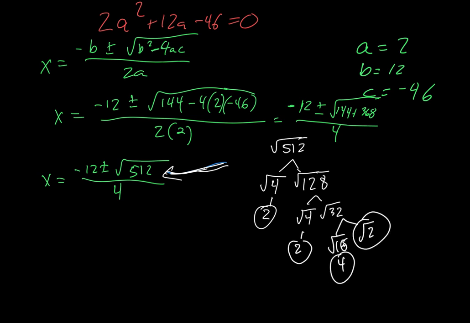That is prime. So 512 is equal to 2 times 2 times 4 times root 2. 2 times 2 times 4 times the square root of 2. 2 times 2 is 4. 4 times 4 is 16. This is 16 square root of 2. So back here I'll have x equals negative 12 plus or minus 16 square root of 2 all over 4.